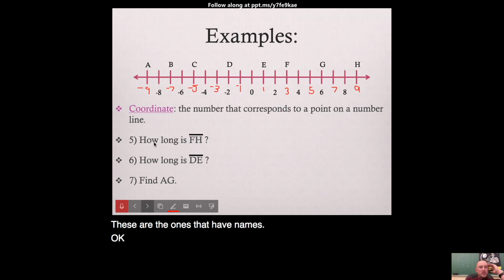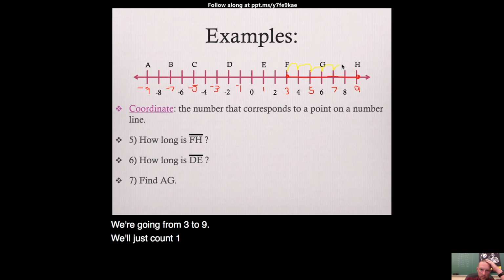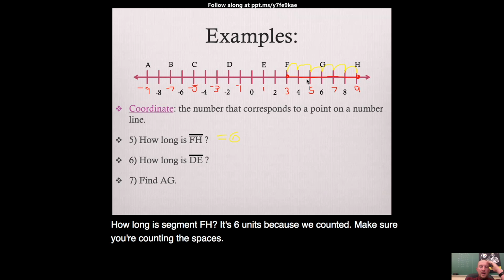Okay, now we're going to answer these 3 questions. How long is segment FH? Here's F. Here's point H. How long is that red segment there? We're going from 3 to 9. We'll just count. 1, 2, 3, 4, 5, 6. How long is segment FH? It's 6 units because we counted. Make sure you're counting the spaces, not the lines.